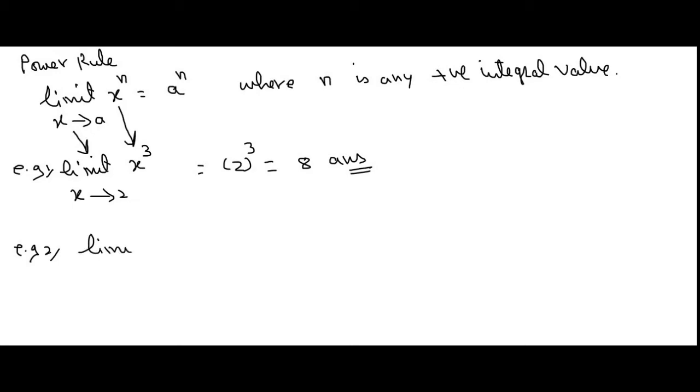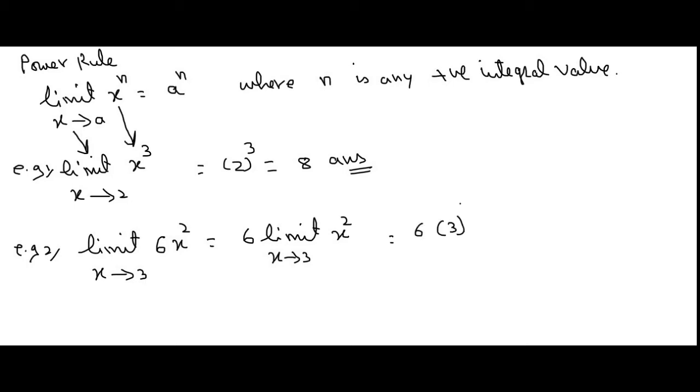Limit x approaches to 3 of 6x square. Now this is the combination of the formula that we have studied previously, which is a constant times a function. So first of all, we are going to apply the limit for the constant times function. So 6 is taken outside, and limit x approaches to 3 of x square.